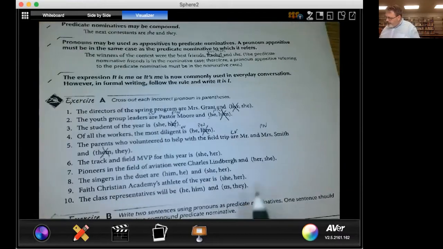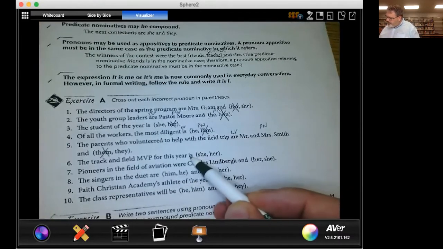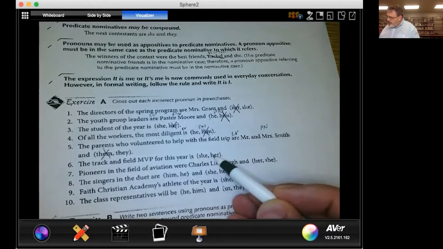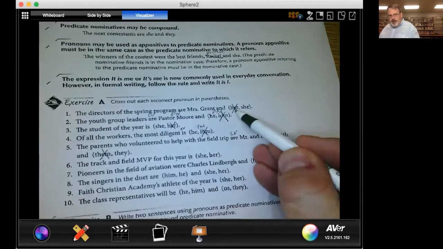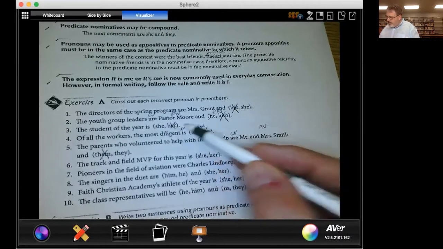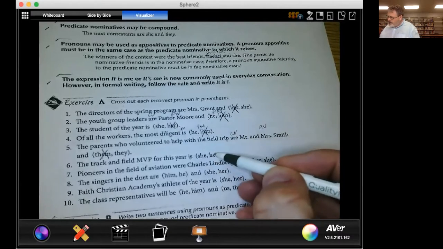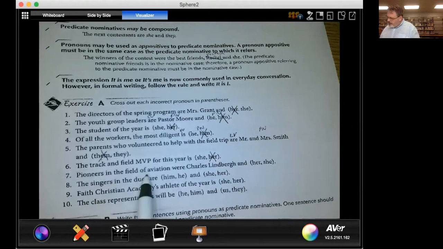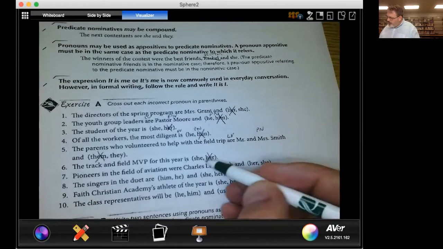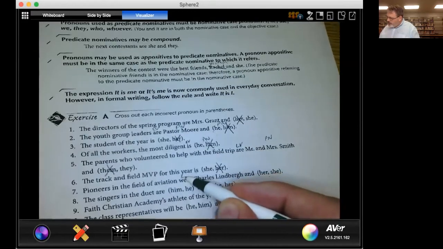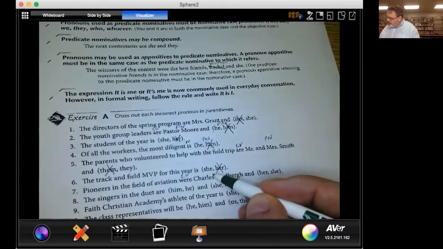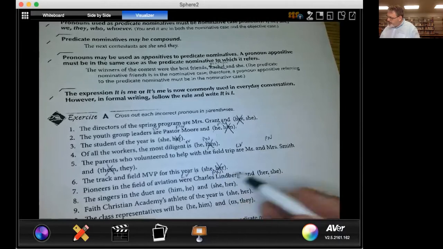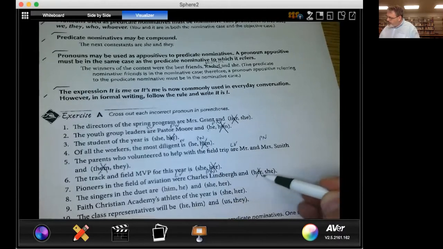The track and field MVP for the year is our linking verb. It's either she or her. We know already up here and here that we crossed out her because she is the nominative case. Pioneers in the field of aviation were Charles Lindbergh and either she or her. Well, were is a linking verb. Charles Lindbergh is a predicate nominative, and then we know that she is a predicate nominative.